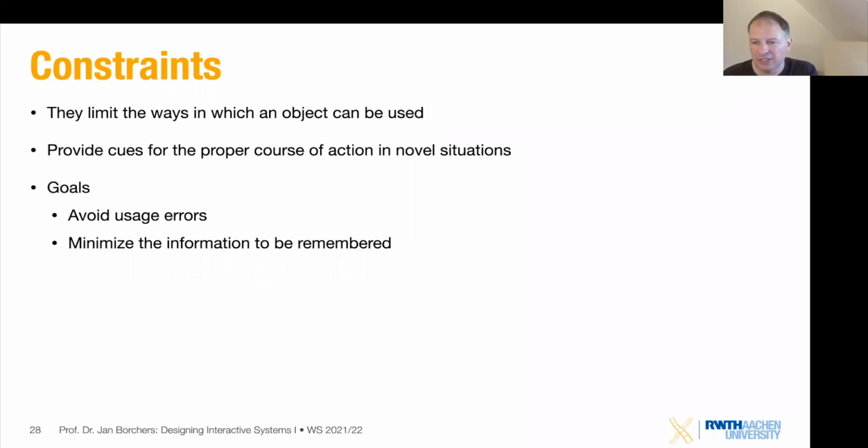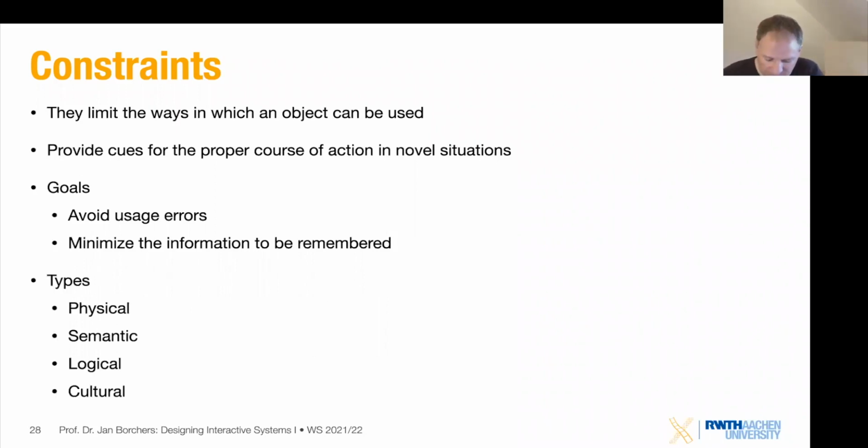So by not showing things that don't make sense anyway, or by graying them out, or somehow making them inaccessible, we're just giving people an easier way to find the right path through the interaction. There's a whole bunch of different constraints. And as with the analogies and good mappings, the first one is the easiest one to understand, physical constraints. And then there are a couple slightly more tricky ones that we're going to talk about as well: semantic, logical, and cultural ones.